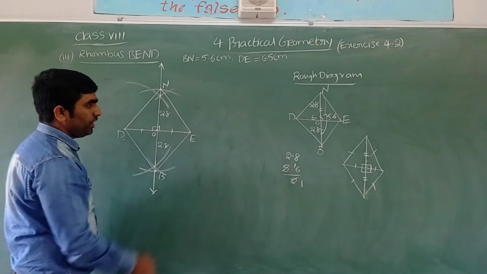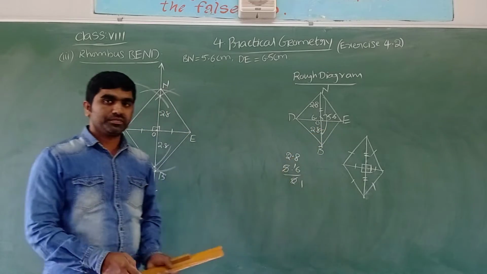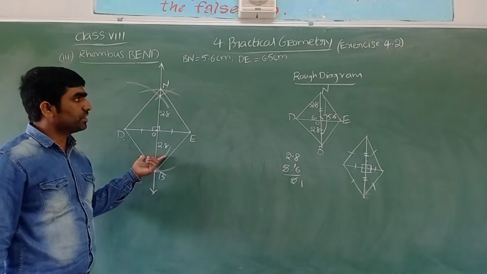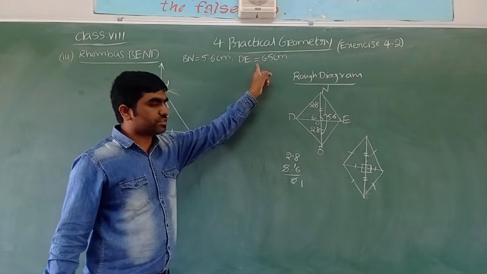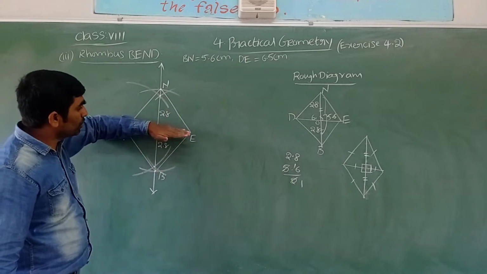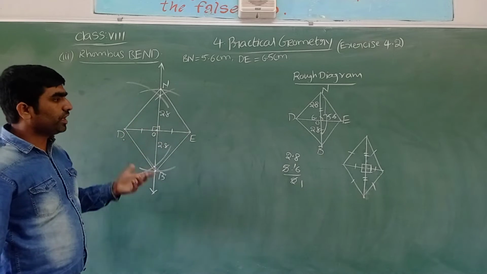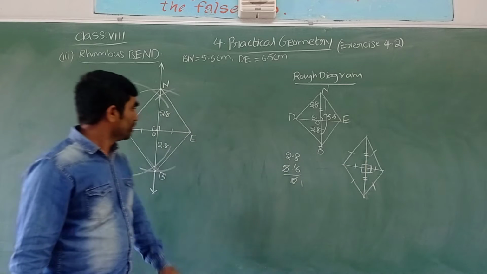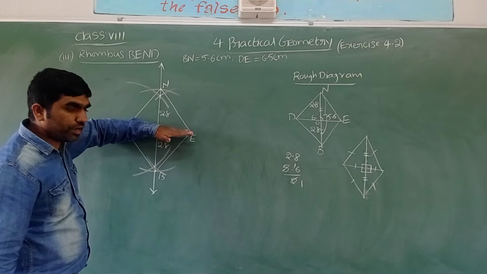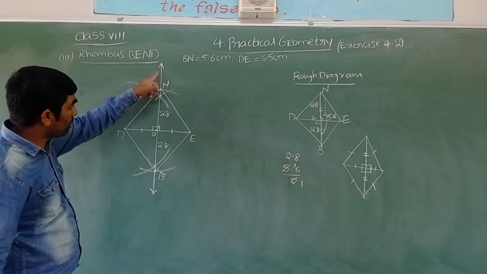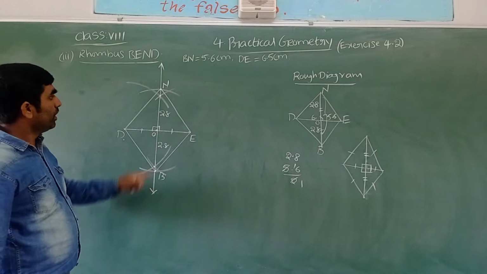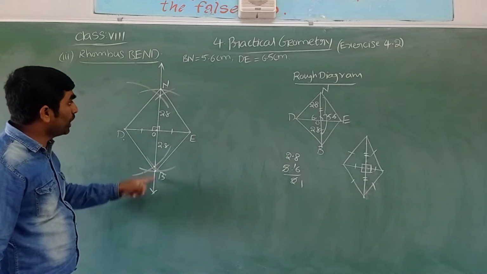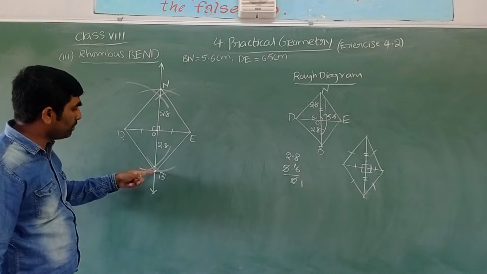2.8. What is the length of DE? 5.6. So this is the way we can draw the rhombus when we know the length of two diagonals. First, one diagonal I took as a base, and we know the property: diagonals perpendicularly bisect each other. So on that one diagonal DE, I drew the perpendicular bisector, and on that perpendicular bisector I took the points N and B.